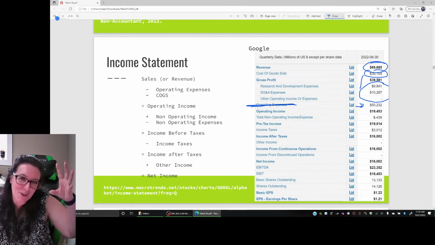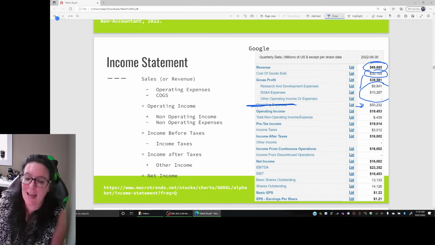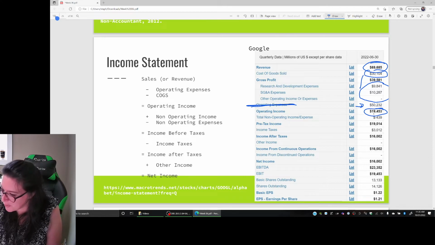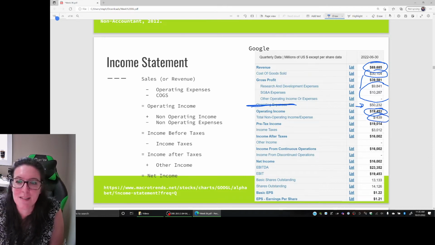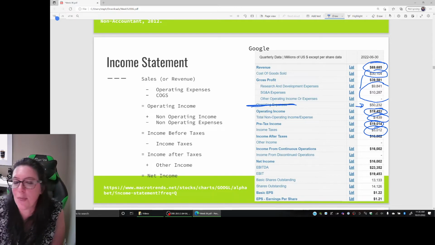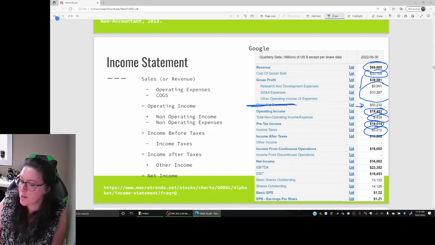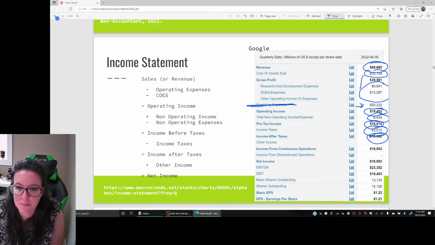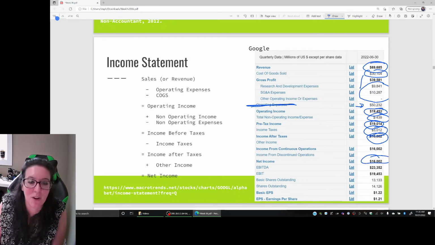When you take your revenue and you subtract the operating expenses and the cost of goods sold, you'll see that gives you this operating income right here. Then you might have some non-operating income or expenses. For Google, they have non-operating expenses of $439, so we subtract that. We get our income before tax. They're paying here $3 billion in taxes, and so their income after taxes is $16 billion. Okay? So their net income is $16 billion.